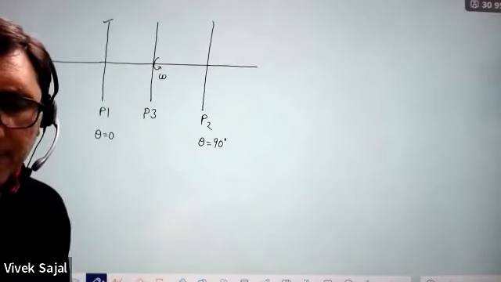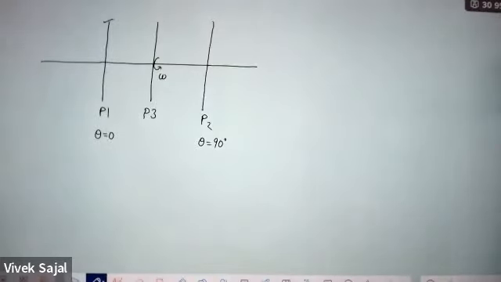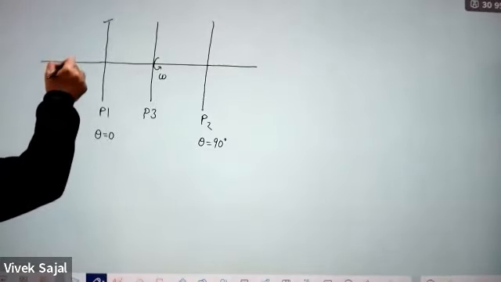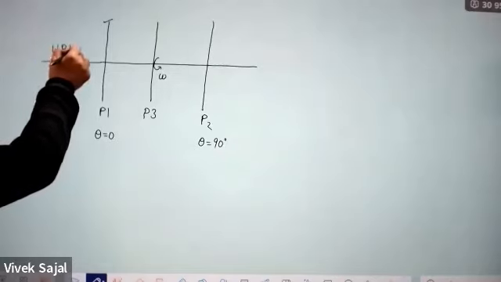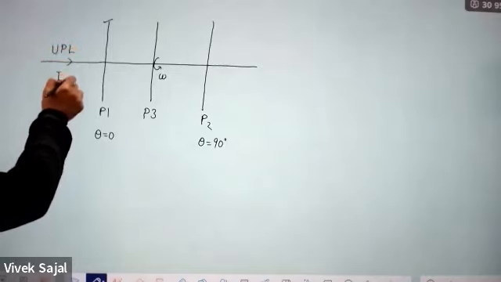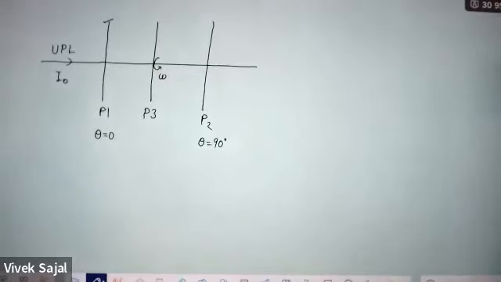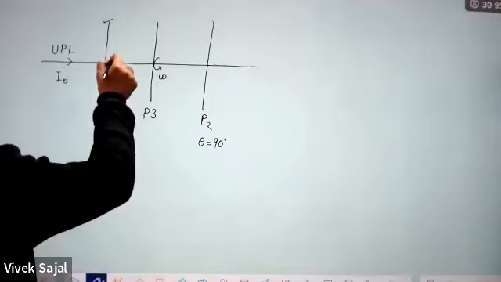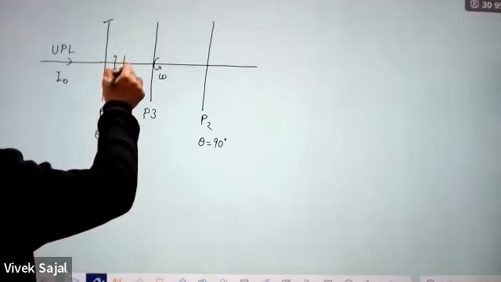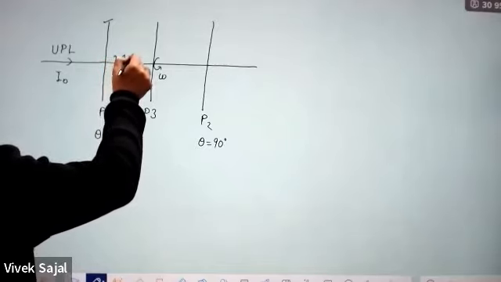If unpolarized light of intensity I naught is incident on it, so here you are having unpolarized light of intensity I naught. So what you are going to get here is plane polarized light. You will have plane polarized light here.